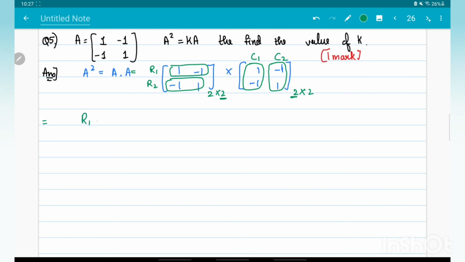Okay, so it will be somewhat like row 1 will be multiplied with column 1 first, then row 1 will be multiplied with column 2, and then row 2 will be multiplied with column 1, and it will be multiplied with column 2. So this is what I'm going to do.